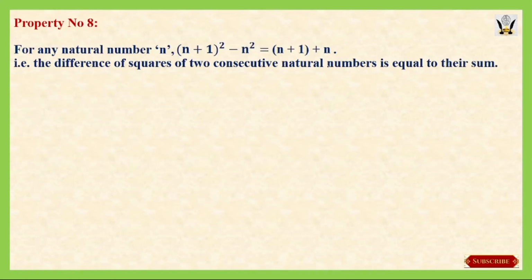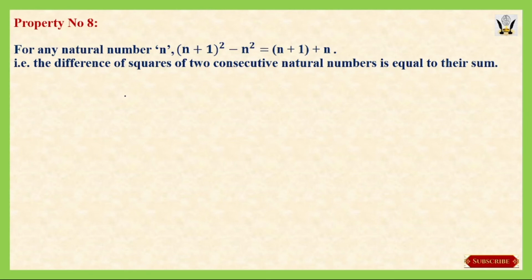Now we will move on to the next property. For any natural number n, (n plus 1) square minus n square will be equal to n plus 1 plus n. And this is very interesting and very easy to remember. What it says is the difference of squares of two consecutive natural numbers is equal to their sum.